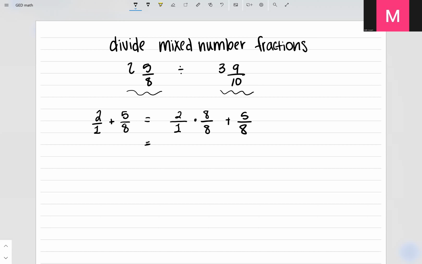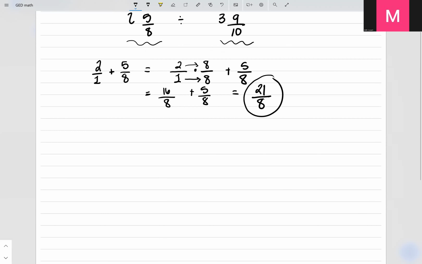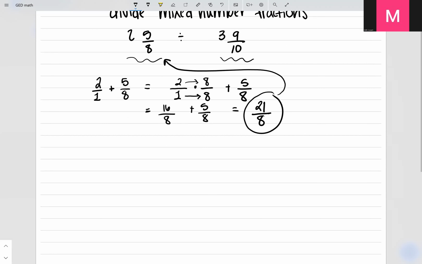The next thing would be, so 2 times 8 is 16. 1 times 8 is 8. Plus 5/8 equals 21/8. I'm going to circle that, go up here, so we know where that goes.